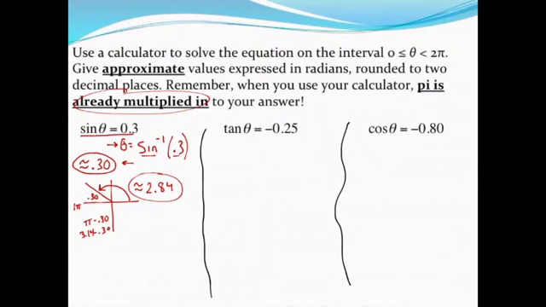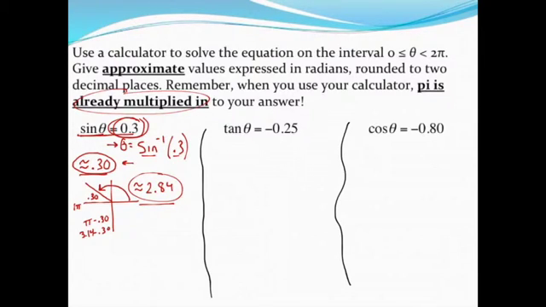I would recommend you check these, and they're really easy to check. Just do the sine of 0.3. That should come out to be about 0.3, maybe a little bit off because of how we rounded. Then also do the sine of 2.84 and make sure that also comes out to be about 0.3. So that's a really basic one. Watch how these can get a little more complicated as we try these next two.